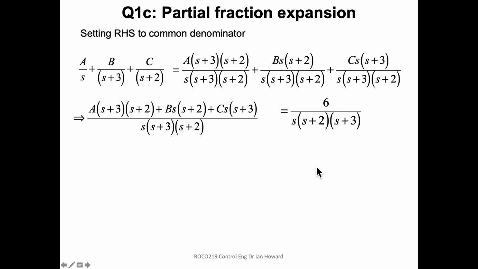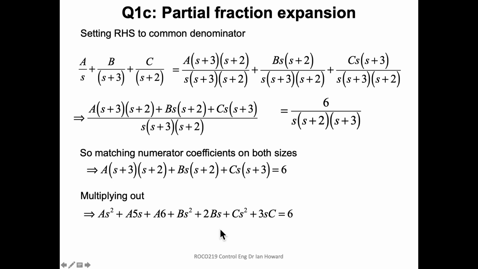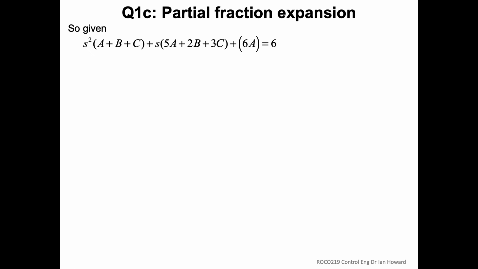So we can relate those to the expression we started with. And then we can match numerator coefficients, and we can see that our expression a(s plus 3)(s plus 2) plus bs(s plus 2) plus cs(s plus 3) has got to equal 6. We multiply that out so we can get terms in s squared, we get terms in s, and we get coefficient terms with no s in at all. And immediately we can relate what the 6 is going to equal, and I can see already it's going to be the 6a, right? So a is going to have to be 1. So let's do that.